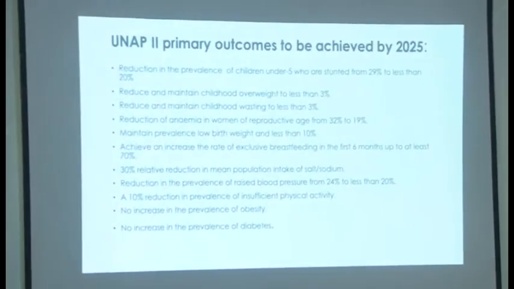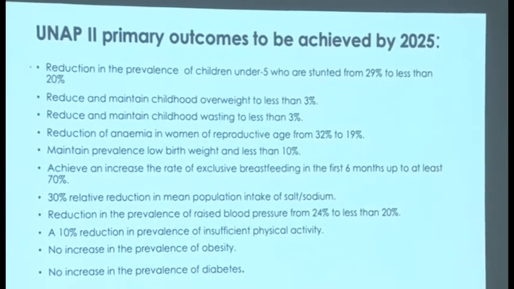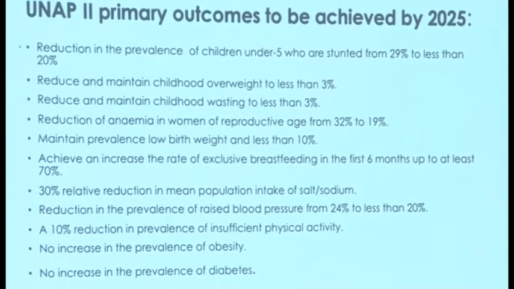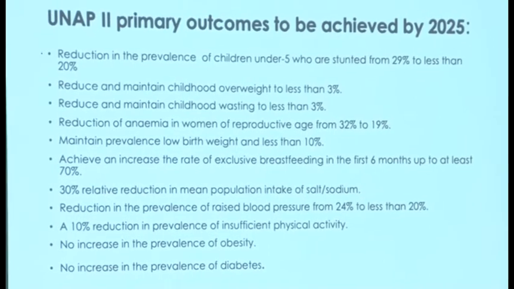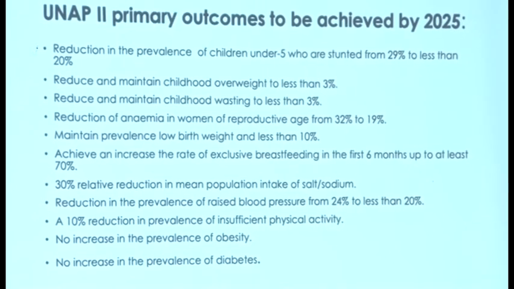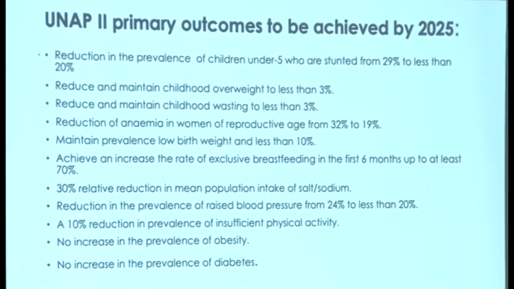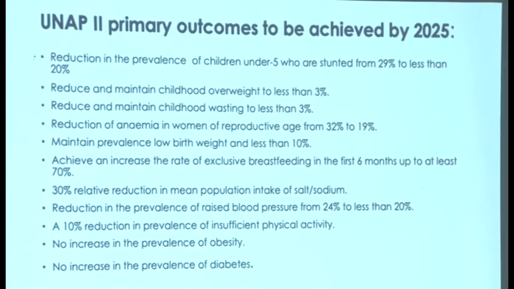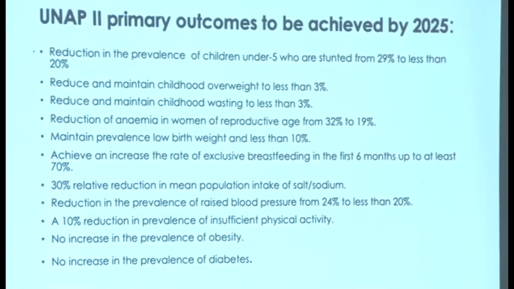What are the UNAP 2 primary outcomes to be achieved by 2025? I will not go through everything, but one of them is reduction in the prevalence of children under 5 who are stunted from 29% to less than 20%. The target is reducing the stunting by 9% there. How shall we know that we have moved from 29% to 20%? We need evidence and we need data. That's where NIPN comes in handy.